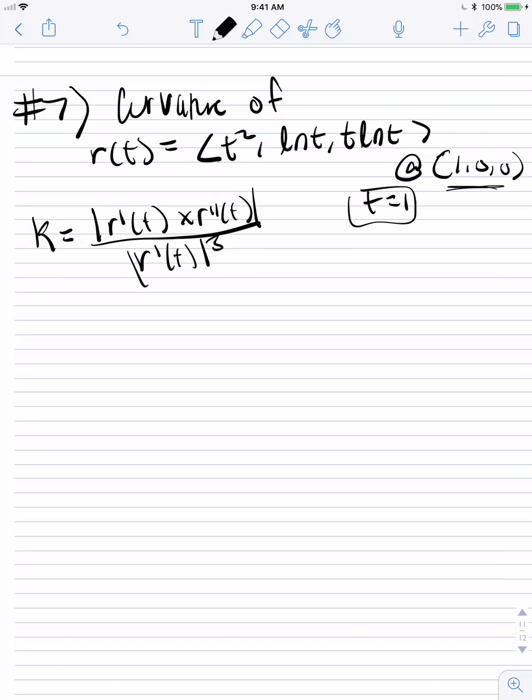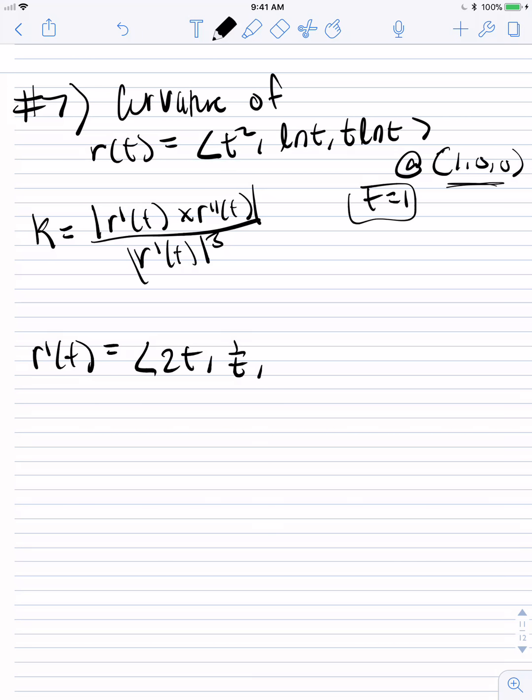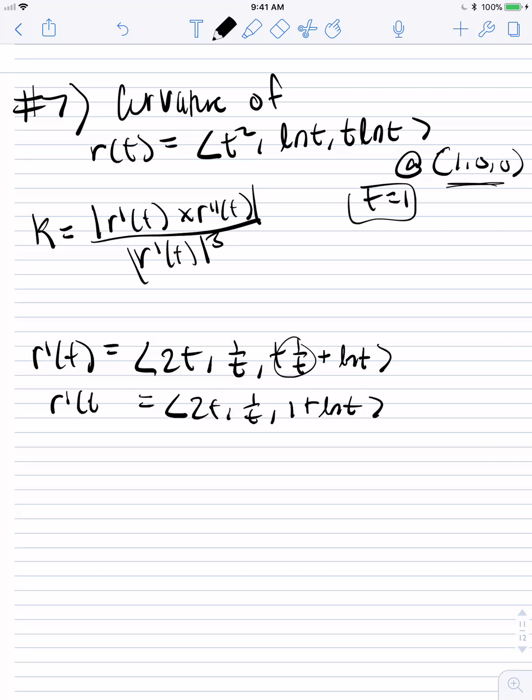So what do we need? We need r prime and we need r double prime. So let's find r prime first. R prime of t, we could just look at it and do it. We got 2t, 1 over t, and then we got 1 times the derivative of the second plus the second times the derivative of the first. So this becomes 1 right here. We can rewrite that as 2t, 1 over t, 1 plus ln t. That'll be our r prime of t.